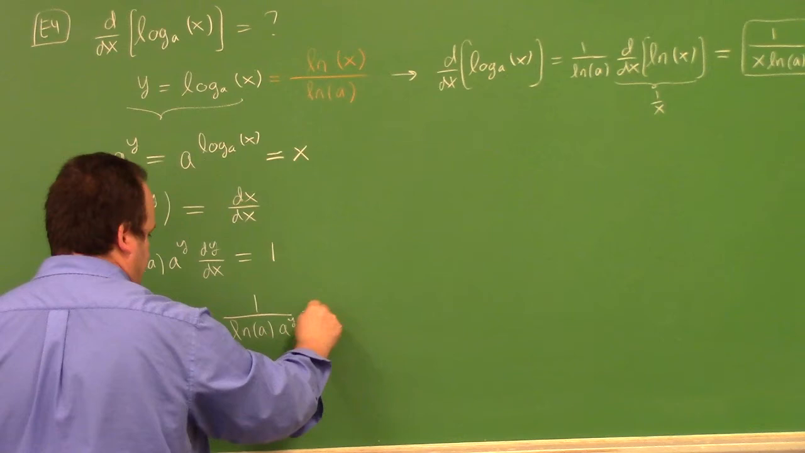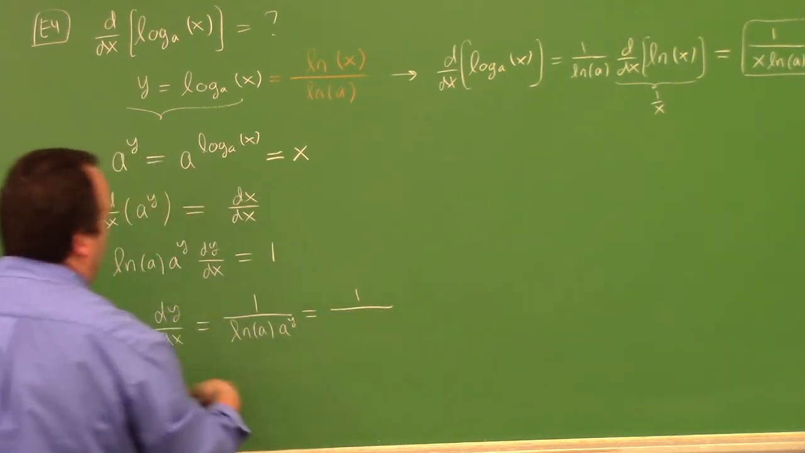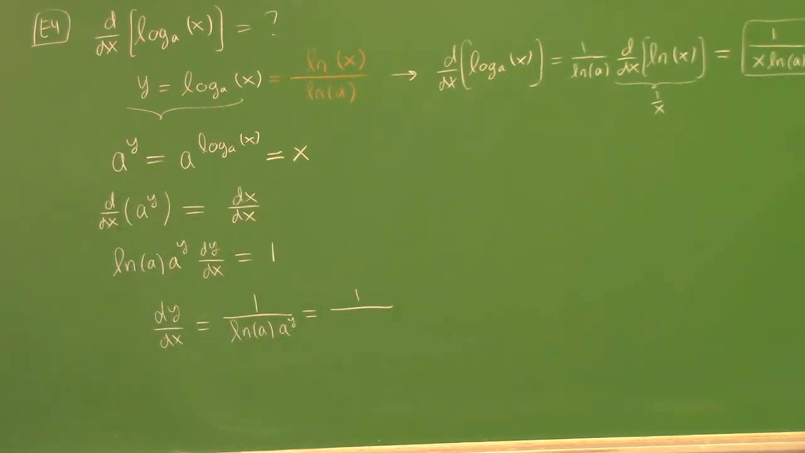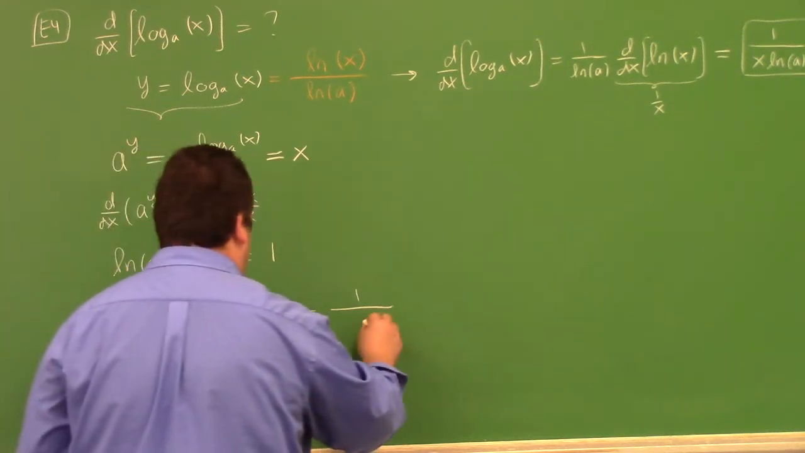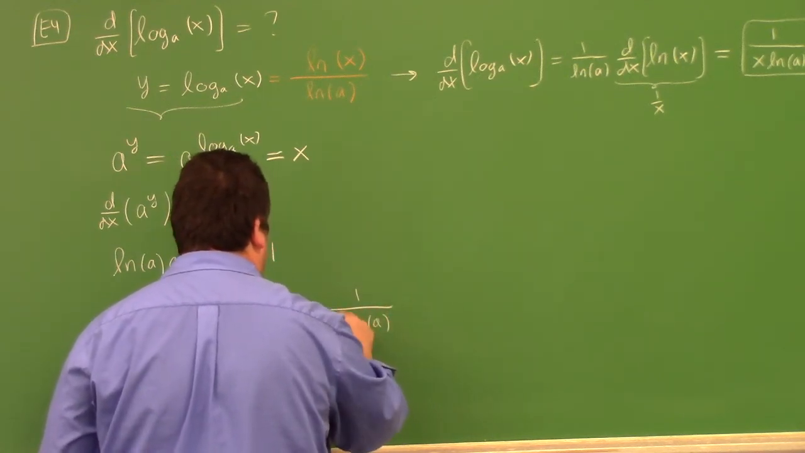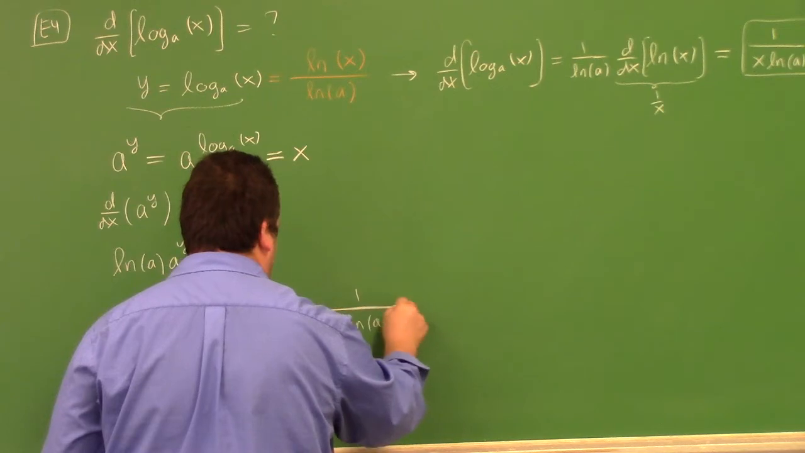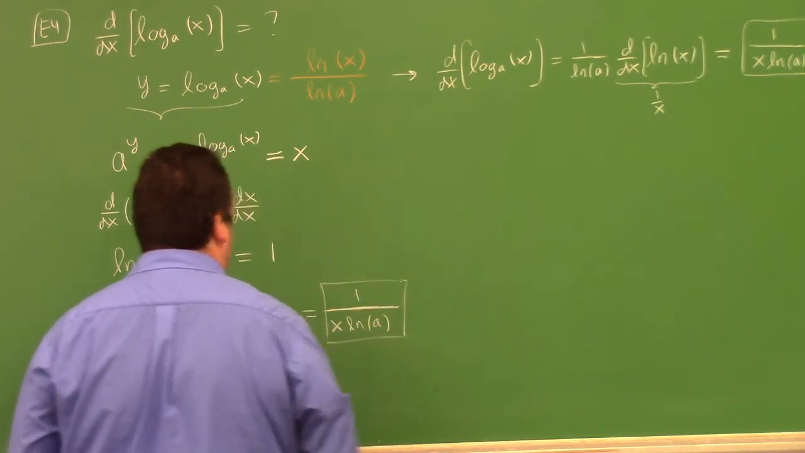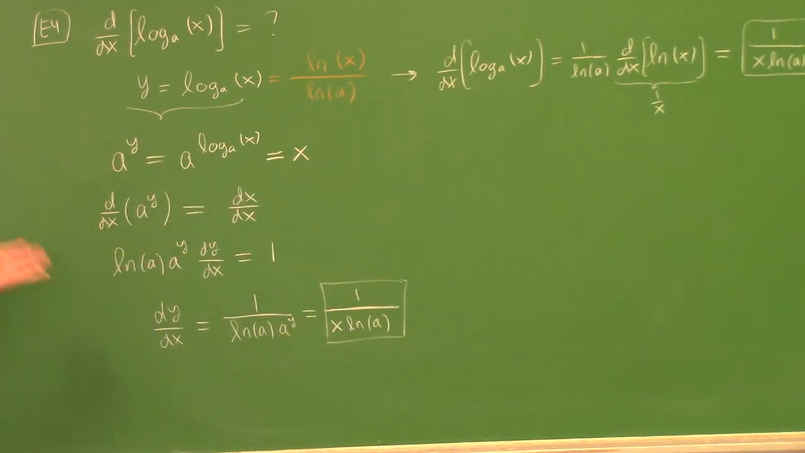What is a to the y equal to, though? A to the y was equal to x, right? So again, we get the same answer, 1 over x times the natural log of a. I'll write the x out front. So with the change of base formula, without the change of base formula, we can differentiate log base something else. We just have to divide by the log of the base.